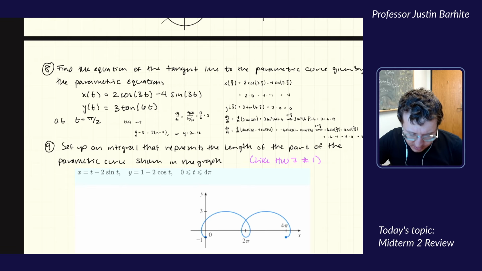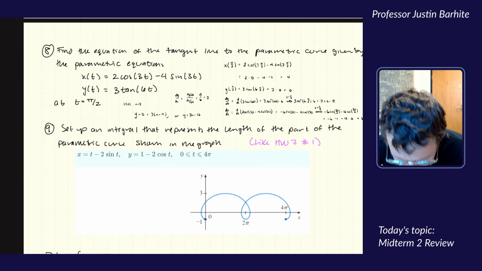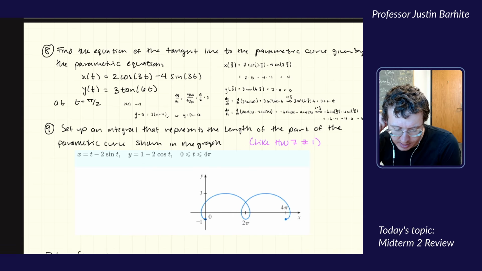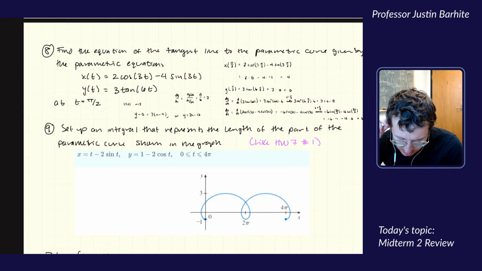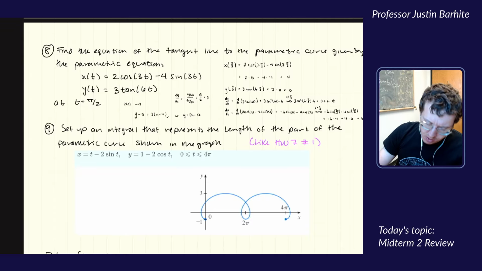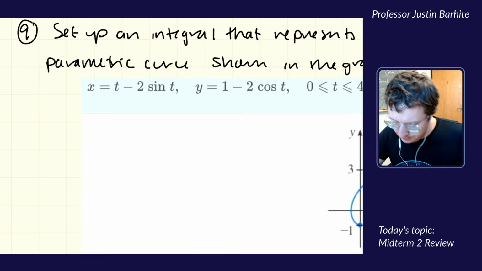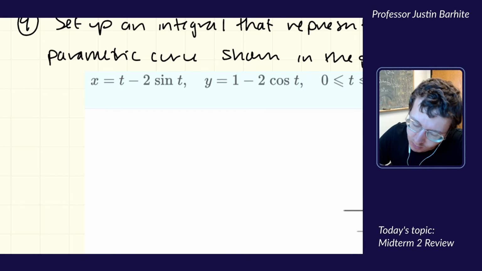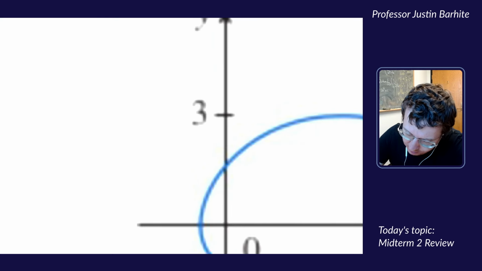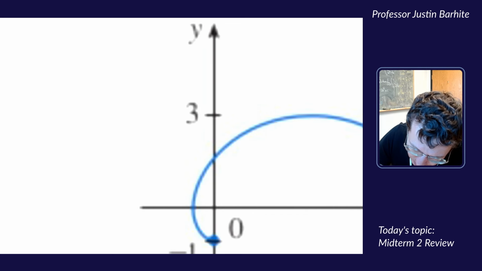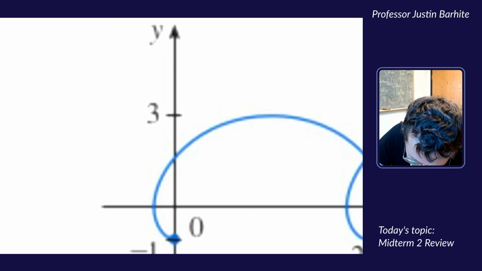Okay, we've got another parameterization question. We want to set up an integral that represents the length of the part of the parametric curve shown in the graph. So I've got equations for x and y, and t is going from 0 to 4 pi. We want to find the length of this. Length is, and again, there's a formula, but if you just break things down into pieces, you don't really need to memorize a lot of formulas in this class.